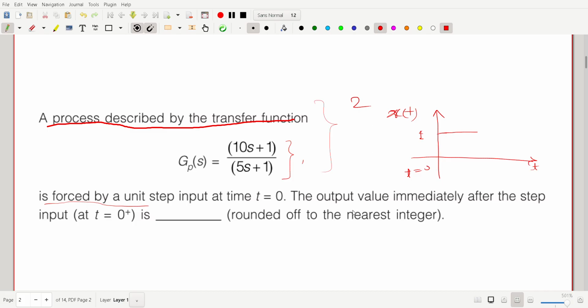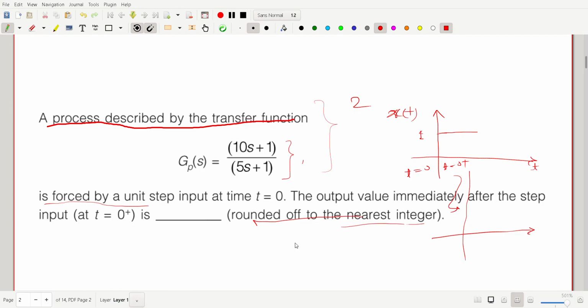The question asks for the output value immediately after the step input. Whenever we give the step input, we need to find the output at t equal to 0 plus, how it looks. And the answer should be rounded up to the nearest integer.